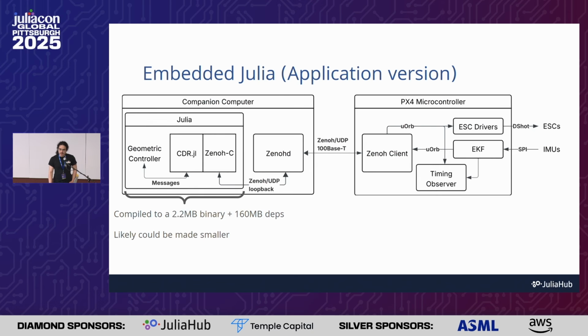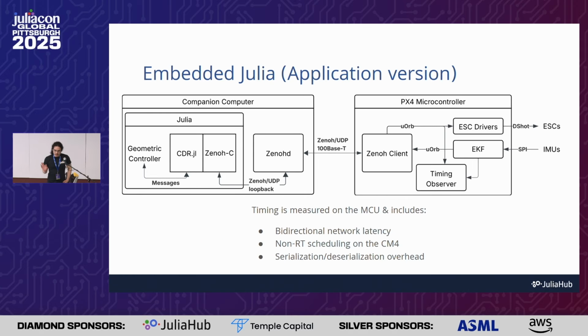So ultimately, what we were able to do is take the Julia code that we had and compile it down to a 2.2 megabyte binary plus about 160 megabytes of runtime dependencies that were pulled in by Julia to make it all work. We likely could trim this smaller, but this was small enough to fit on the Raspberry Pi with room to spare, so we were happy with this.